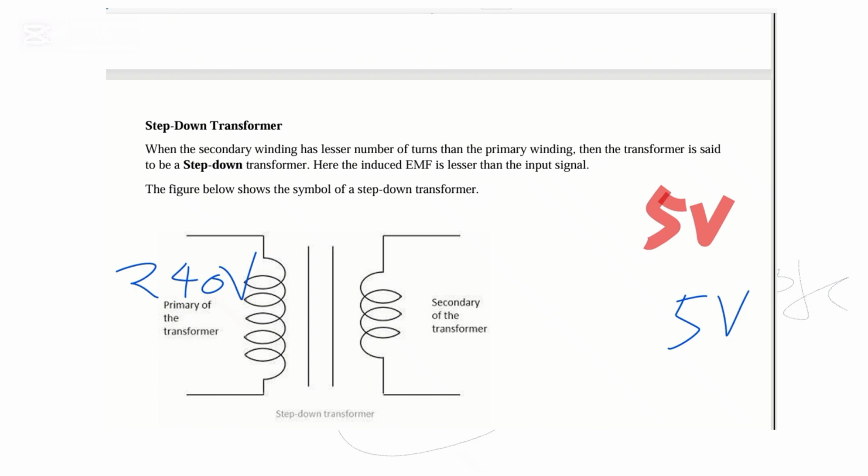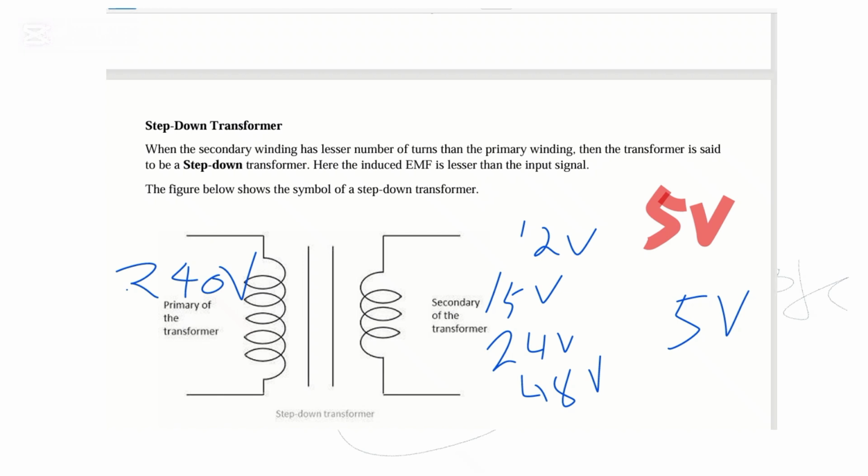So for me to be able to get the voltage from 240 close to 5 volt, I will need a step down transformer. This step down transformer will step down this voltage, let's say from 240 to 15, to 24, depending upon what you'll get, 48. Okay, so that when I get this, I will get my output.